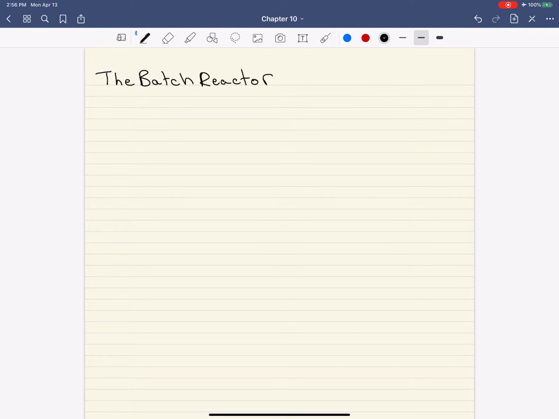To get further practice with working with transient material balances, in this video we're going to focus on a relatively simple unit operation. We're going to focus on the batch reactor. Now, you may have heard this term when you worked with reactive material balances in both MEB1 and also in this course. And so with the batch reactor, it's a closed reactor system.